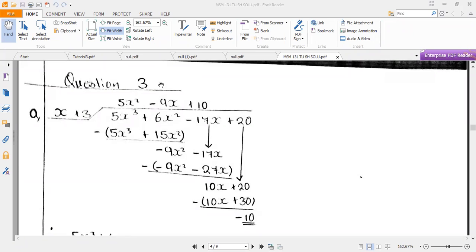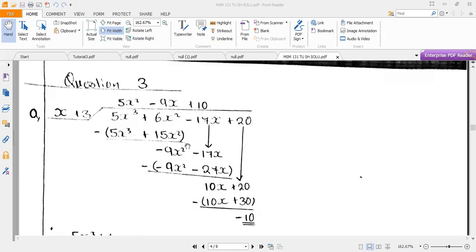So x into 5x to the 3 is 5x squared. Then 5x squared times x will be 5x to the 3, plus 5x squared times the 3 will give us 15x squared. After we reach this point, we subtract. So 5x to the 3 minus 5x to the 3 is 0, so that's why I've left it blank. Then 6x squared minus 15x squared will give us negative 9x squared.